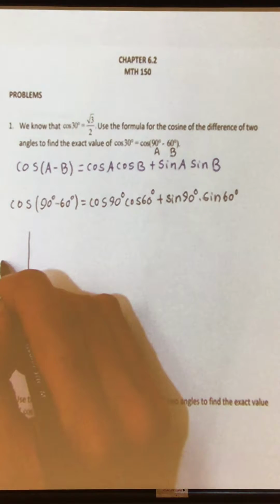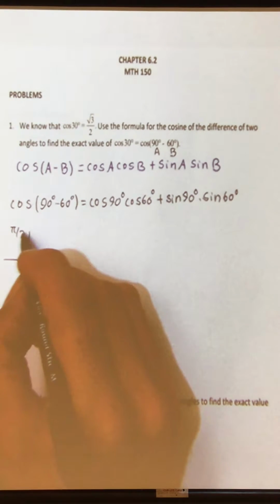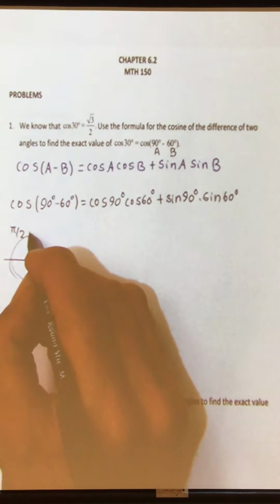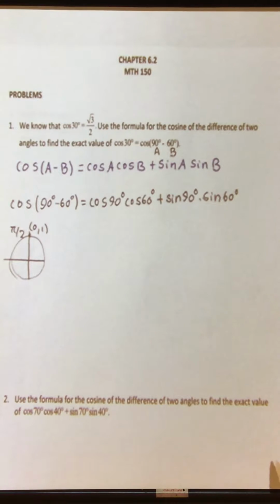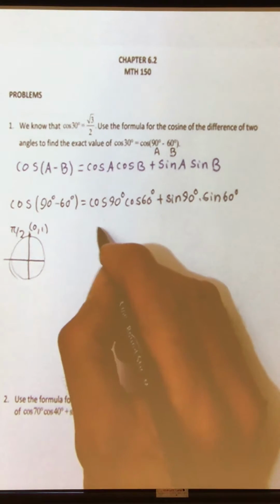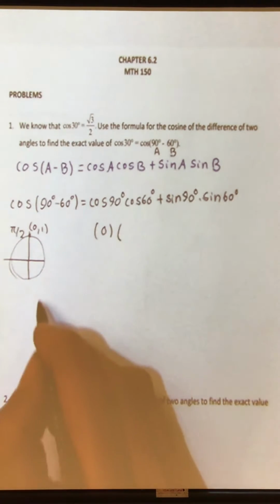So let's see here on the unit circle, 90 degrees is pi over 2, and on the unit circle, the coordinate there at 90 degrees is 0, 1. Cosine means the x-coordinate at that angle, and that is 0. So the cosine of 90 degrees is 0 times cosine of 60 degrees.